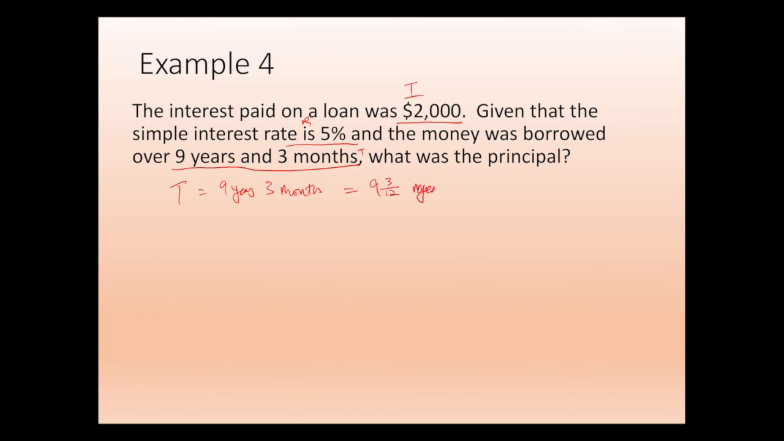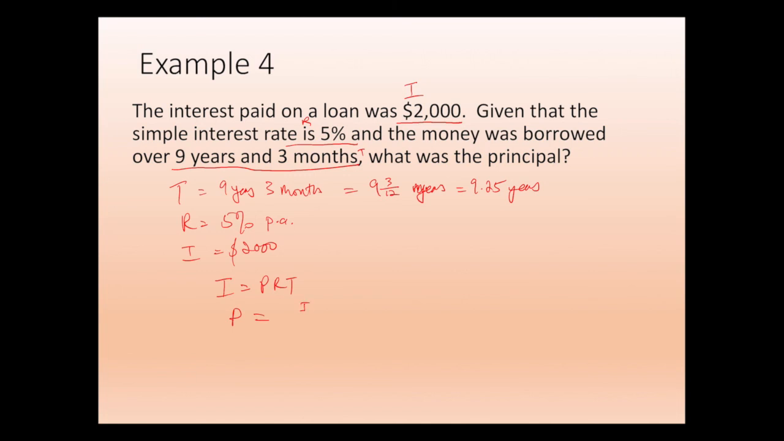Therefore, it is 9 and 3/12 years, or 9 and 1/4. Or if you like, change it into an improper fraction, or 9.25 years. It's up to you, or decimal. So R is 5% per annum, and I is actually 2,000.